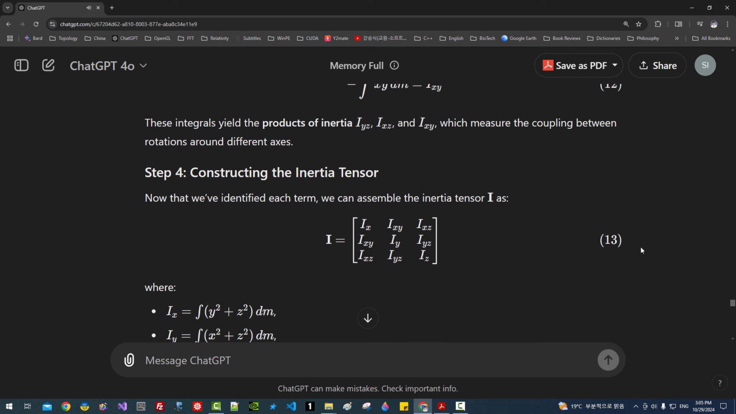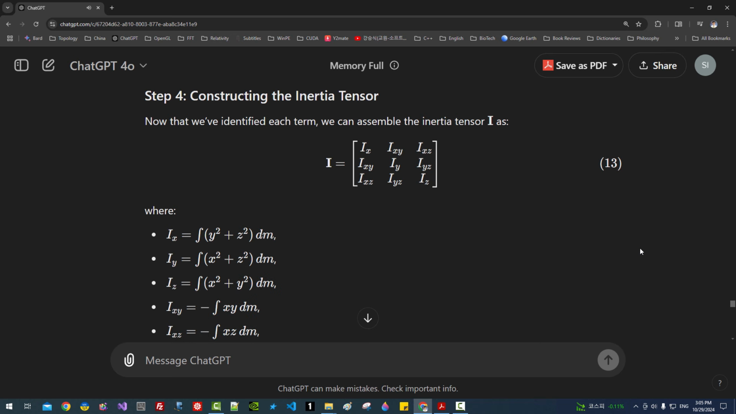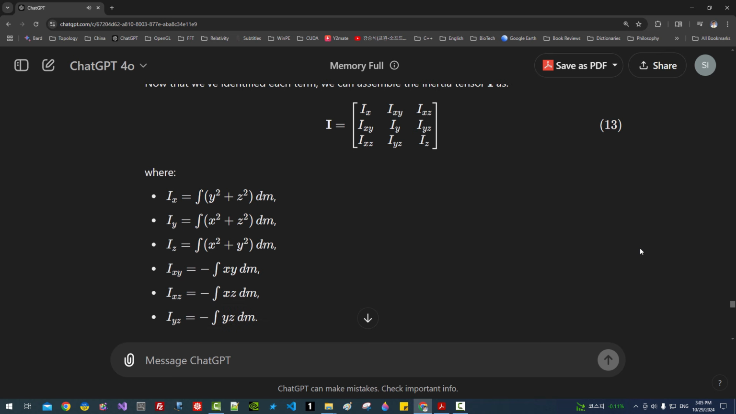Step 4. Constructing the inertia tensor. Now that we've identified each term, we can assemble the inertia tensor I as a matrix: Ix, Ixy, Ixz; Ixy, Iy, Iyz; Ixz, Iyz, Iz, where Ix equals the integral of y squared plus z squared dm, Iy equals the integral of x squared plus z squared dm, Iz equals the integral of x squared plus y squared dm, Ixy equals the integral of xy dm, Ixz equals the integral of xz dm, and Iyz equals the integral of yz dm.